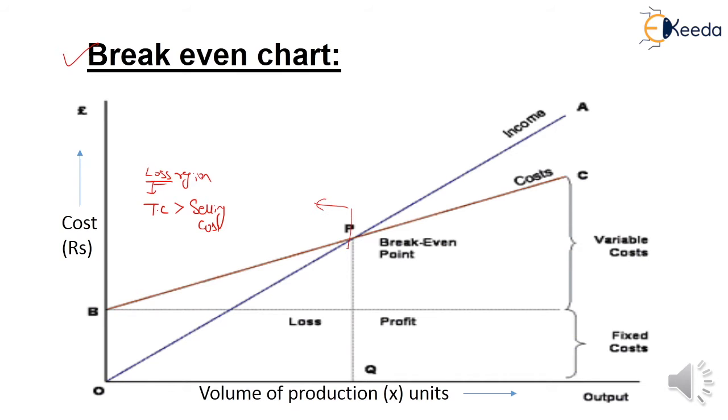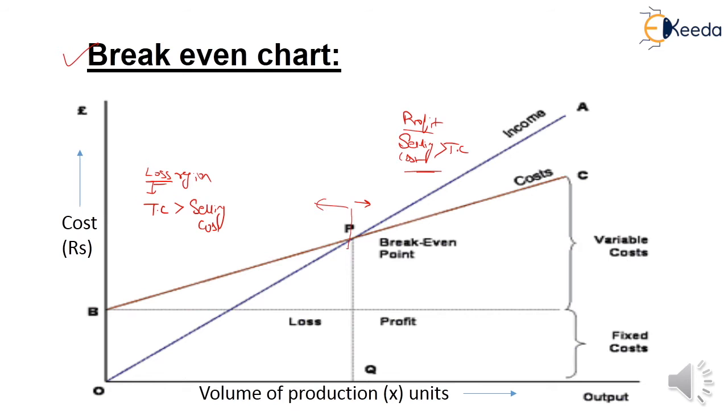Look at the right side of the break even point. Here the OA line is above the BC line. That means in this region the selling cost is greater than the total cost, so it is a profit region. Why is it a profit region? Because the total selling cost line is above the total cost line. The total selling cost is greater than the total cost, so this is a profit zone.